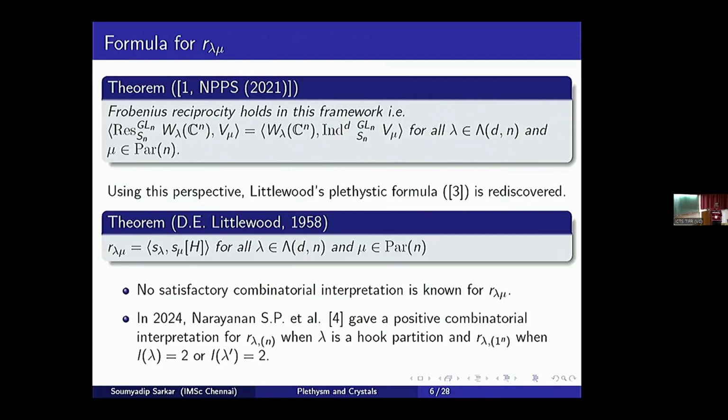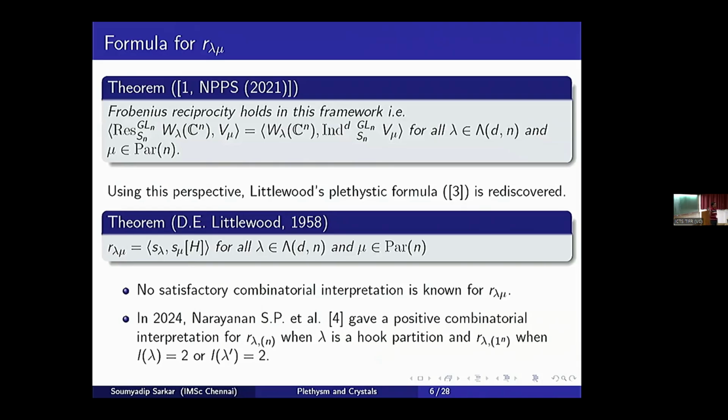So if you restrict the Weyl module to S_n and ask for the multiplicity of V_mu, that is the same as asking: you start with the Specht module V_mu for S_n, induce it to GL_n, and ask how many times W_lambda occurs. And one good thing about this perspective is that one rediscovers the plethystic formula of Littlewood.